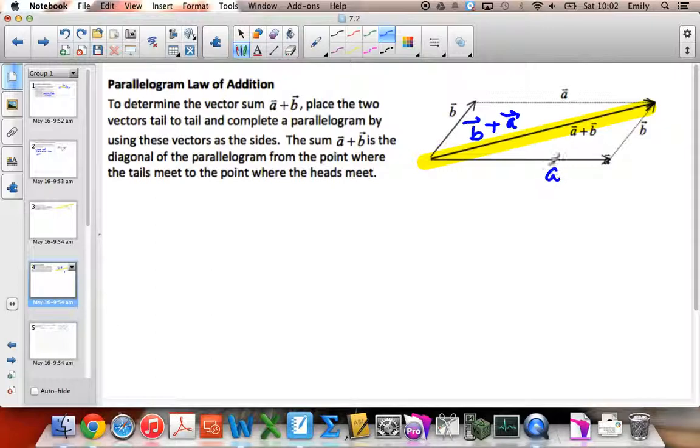My a got hidden under here. This was a. So a plus b, b plus a are the same thing. Remember, in my resulting vector though, I have to indicate the direction it's going, so I definitely have my direction added to my vector.